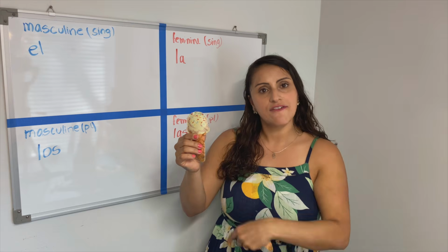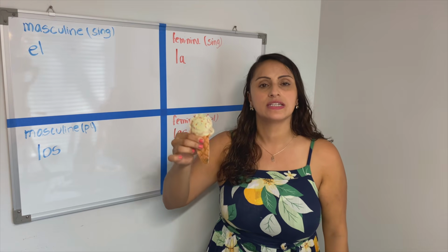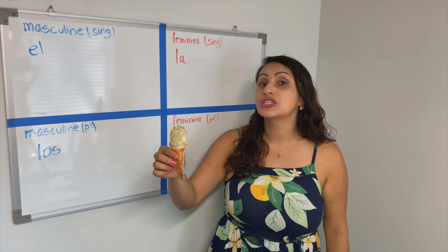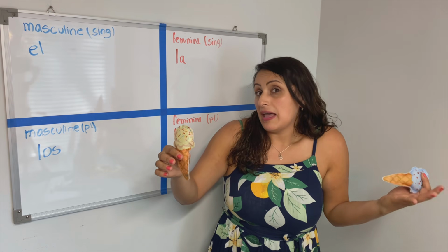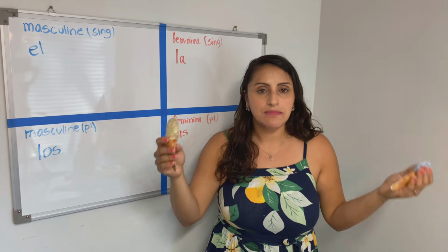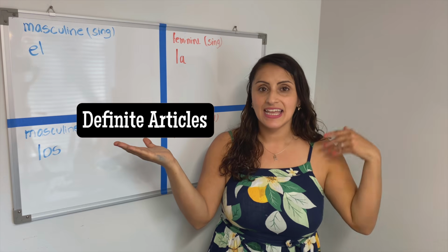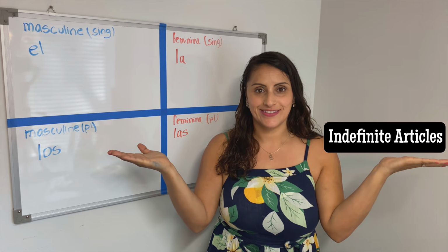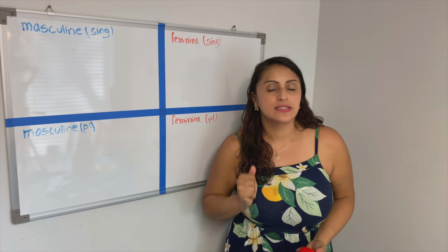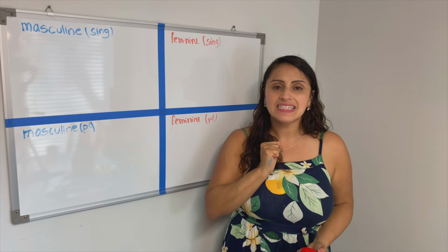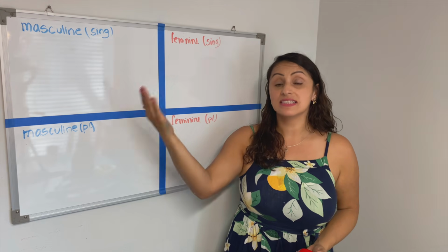It's something definite. Right here, I know which ice cream I like. I like an ice cream. It's not as specific. That's what makes the difference between definite articles and indefinite articles. So now that you kind of know the difference between the definite articles and the indefinite articles, let's look at them in the indefinite way.